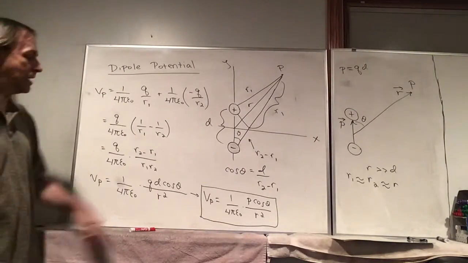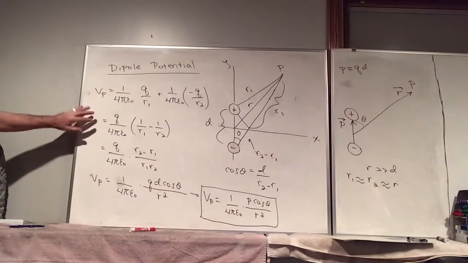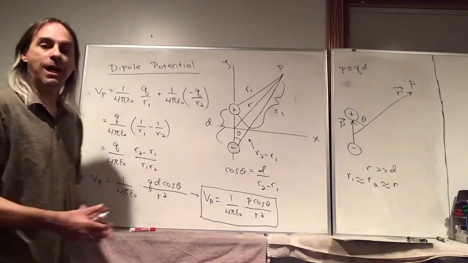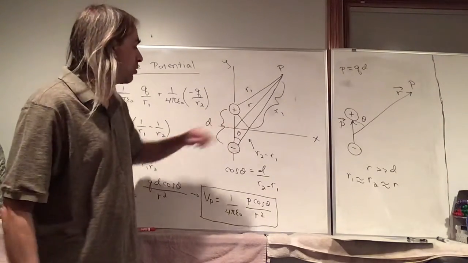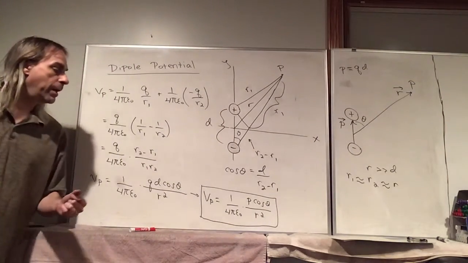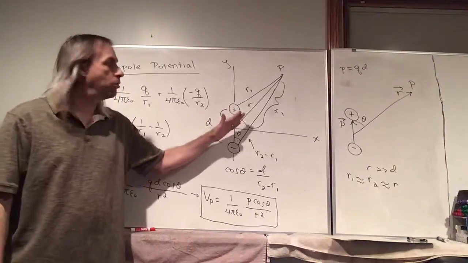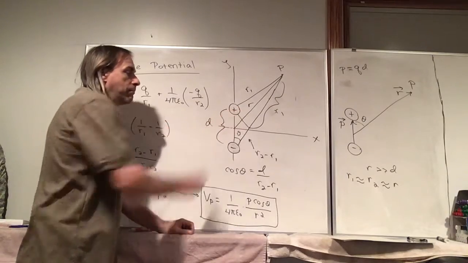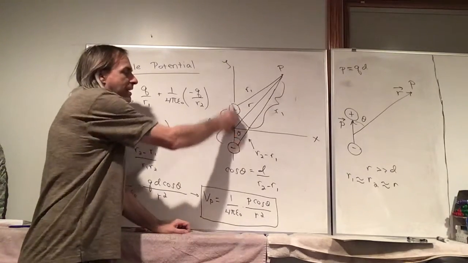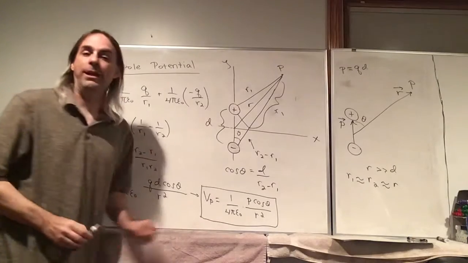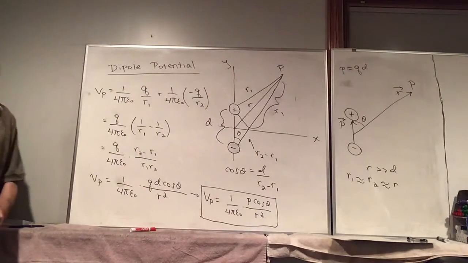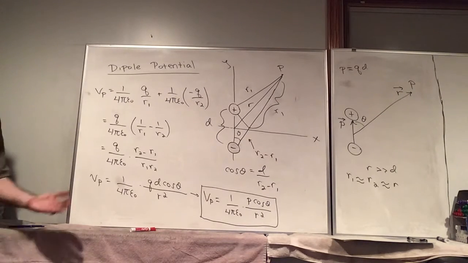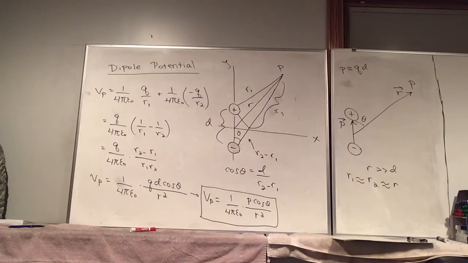Again, this approximation is far more useful than the exact value here. We consider a dipole like a single object at the origin of this coordinate system. And this angle is the angle between the dipole vector and the radius vector that points to point P. And so this is the potential due to a dipole.